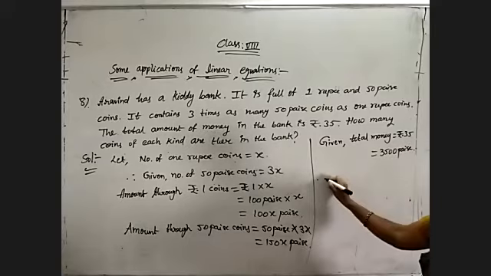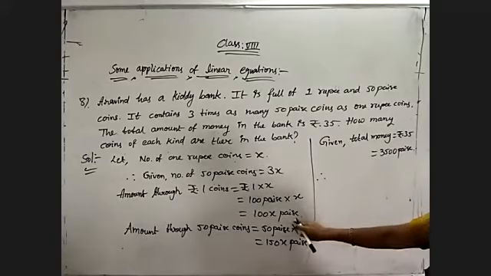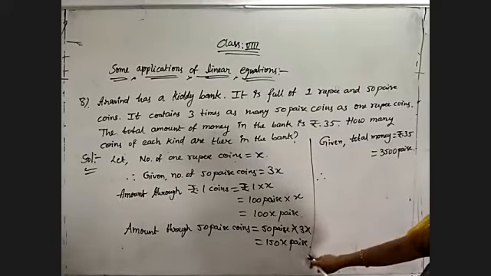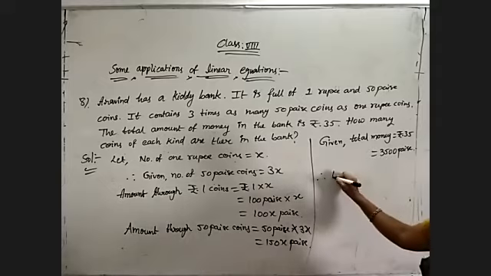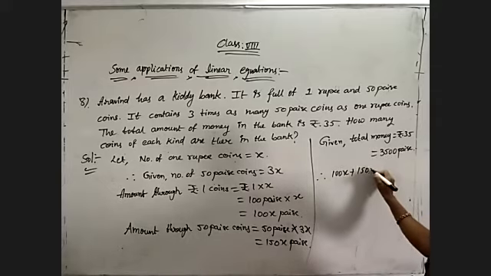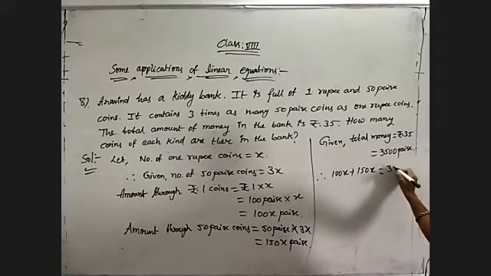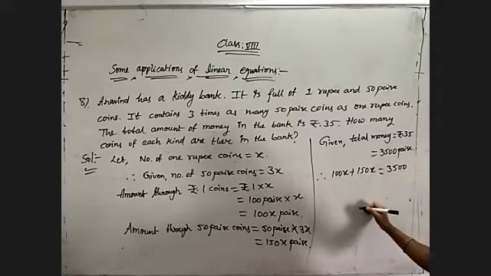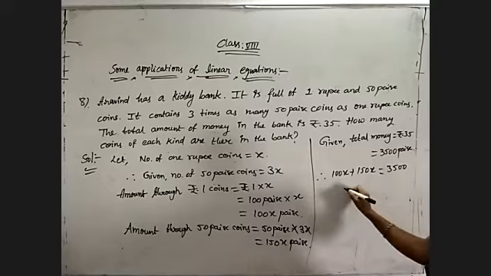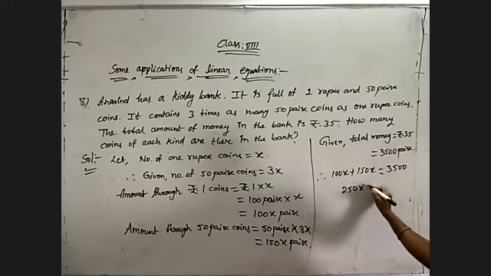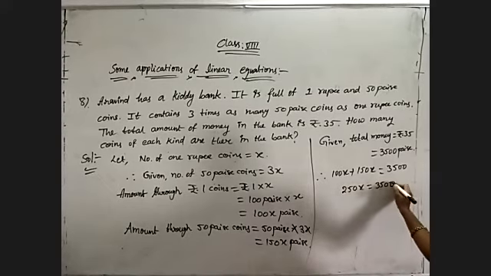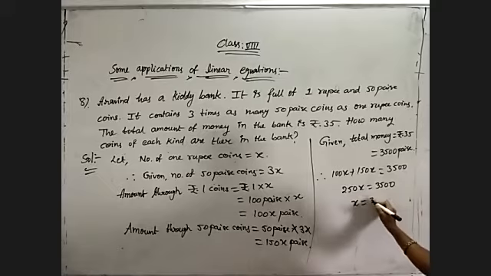So therefore, total amount through 1 rupee coins as well as 50 paisa coins is nothing but 100x plus 150x. Both are in paisa only, that's why I am not mentioning the unit, which is equal to 3500 paise. So totally 250x is equal to 3500. Then x will be equal to 3500 by 250.